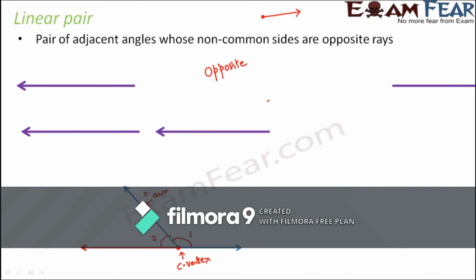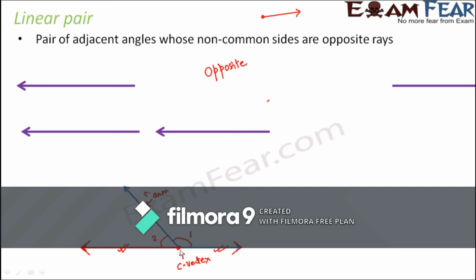So which are the non-common sides? So this is the common side, right? So the remaining side is this one, and the remaining side for angle 2 is this one. So these are the non-common sides. And when you look at the non-common sides, these are rays which are opposite rays, they are actually extending in the opposite direction. Opposite means it needs to be exactly opposite.